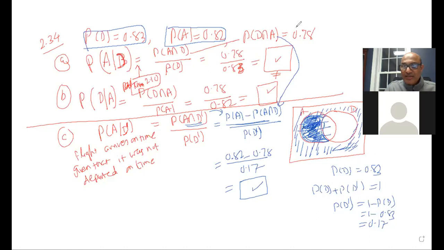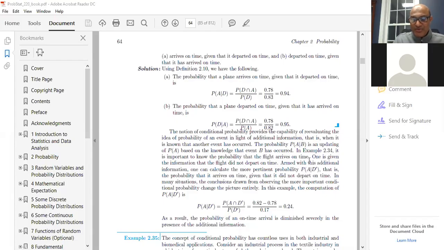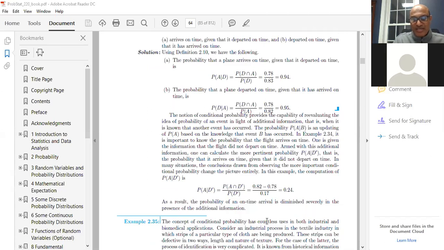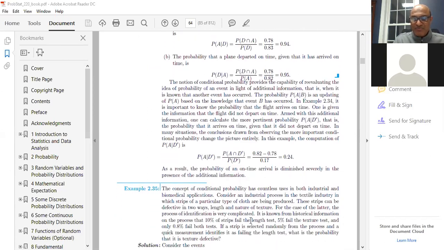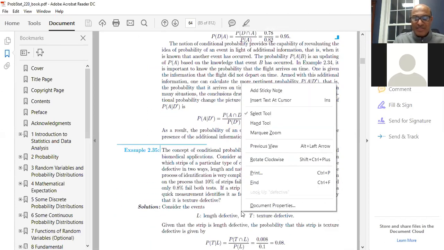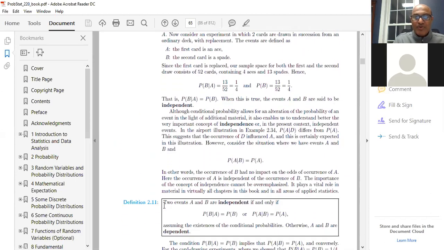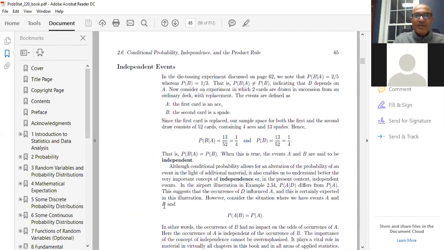So let me remove this part, clear, stop sharing, and let me go back to my book again. So the book is over here. That's exactly what I explained to you. Look here, guys. One more example, very simple. You can refer to this one by yourself. It's not a big deal. And now let me go to the probability of an independent event.